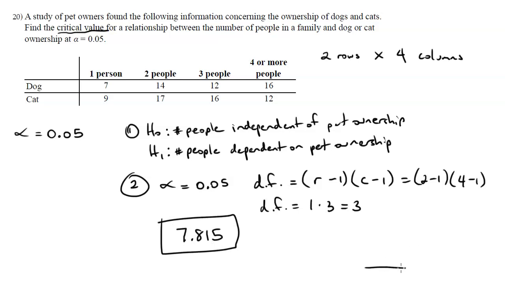And as I like to do, I draw my little distribution. Chi-squared is right-tailed. I drew it kind of symmetric. It's not that symmetric usually. So 7.815, that's my critical value.